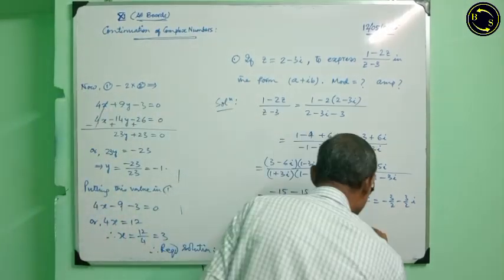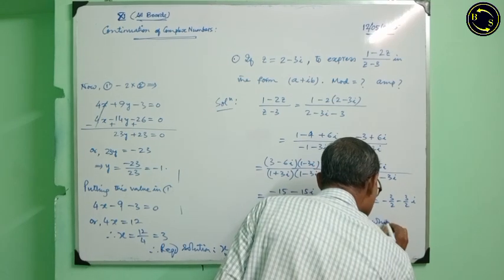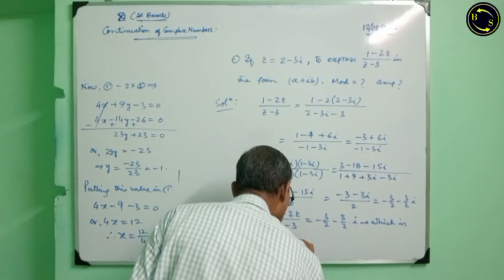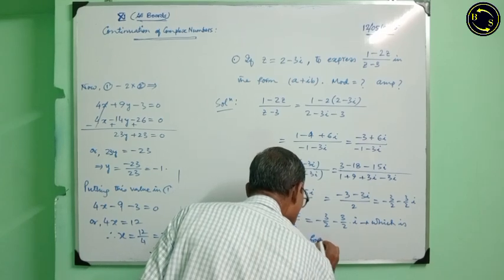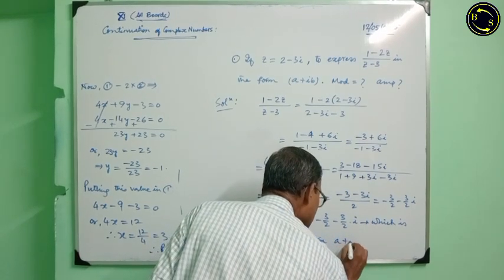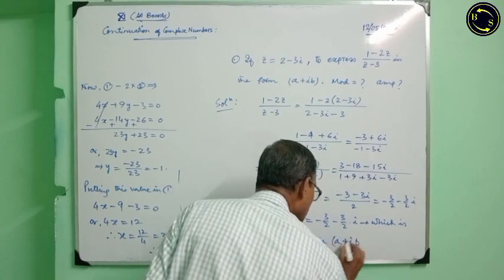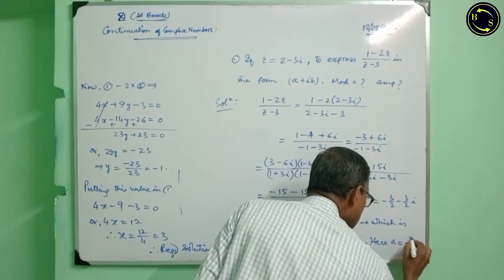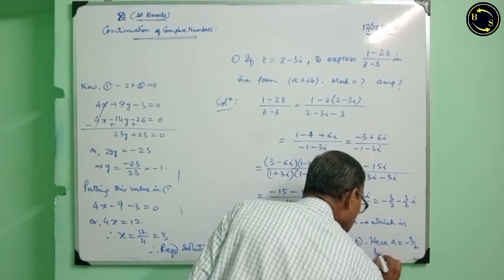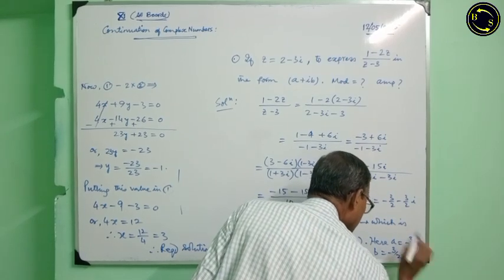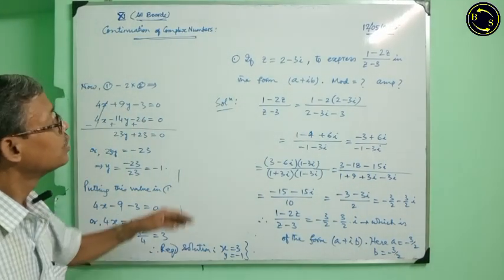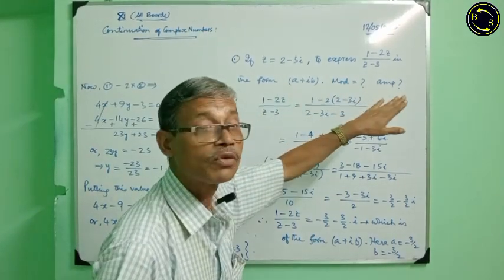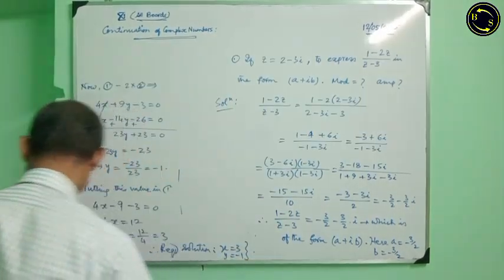This is of the form a plus ib. Here a equal to minus 3 by 2, b equal to minus 3 by 2. Thus, we have solved the first part. Then we have to find its modulus and amplitude.